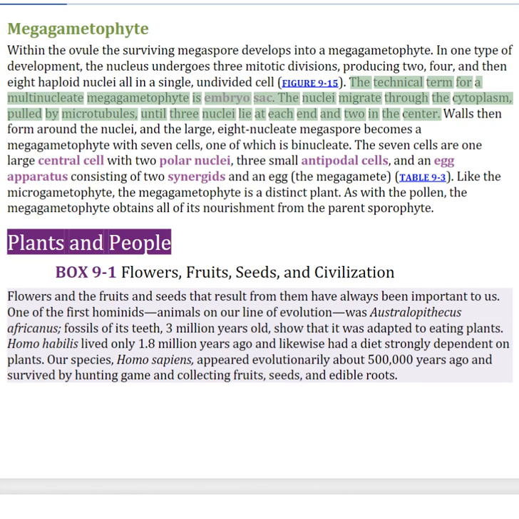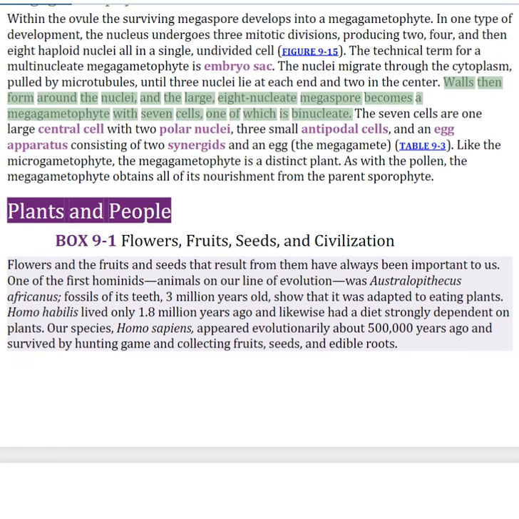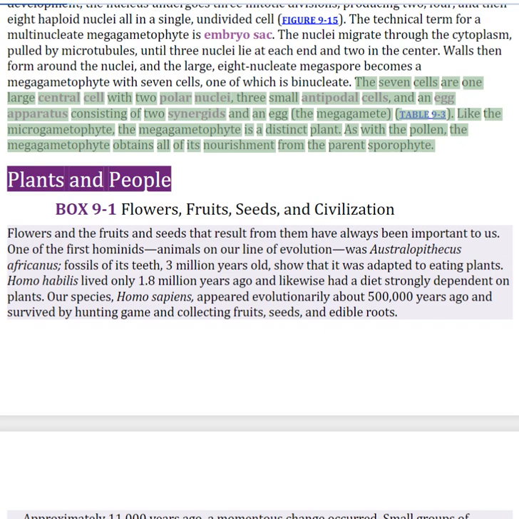The nuclei migrate through the cytoplasm, pulled by microtubules, until 3 nuclei lie at each end and 2 in the center. Walls then form around the nuclei, and the large, 8-nucleate megaspore becomes a megagametophyte with 7 cells, one of which is binucleate. The 7 cells are one large central cell with 2 polar nuclei, 3 small antipodal cells, and an egg apparatus consisting of 2 synergids and an egg.